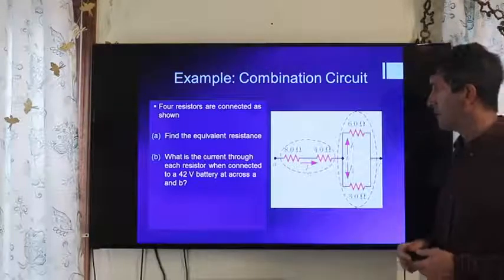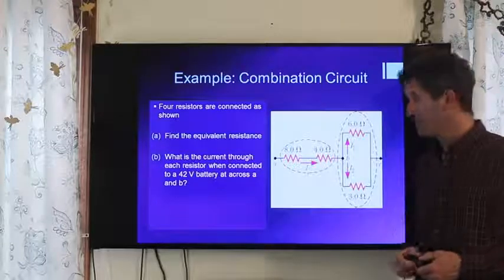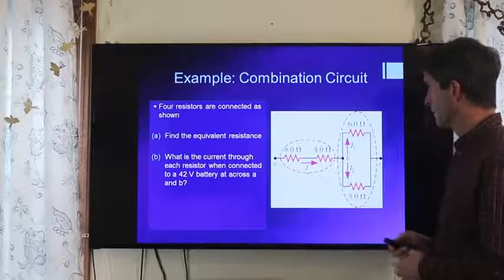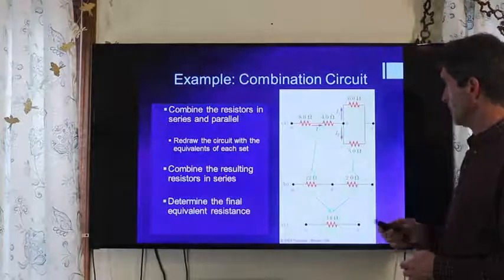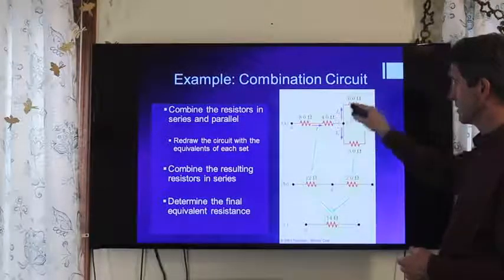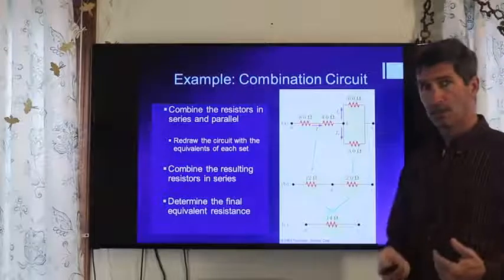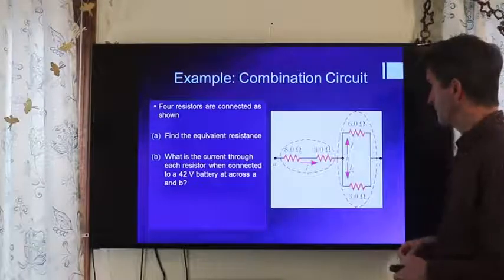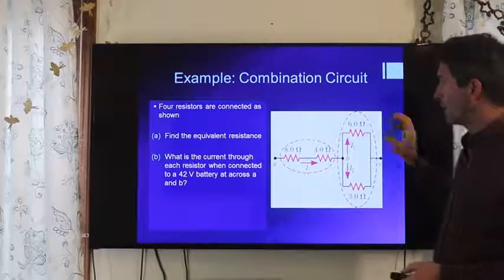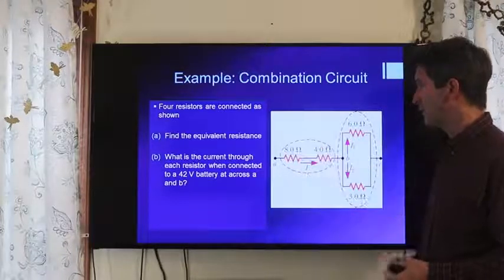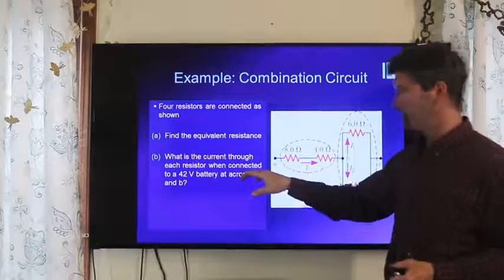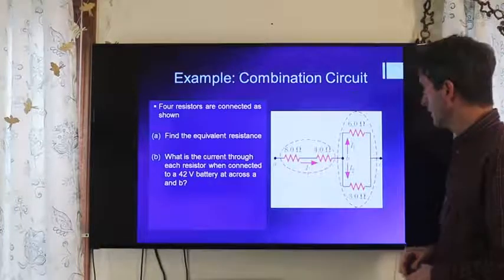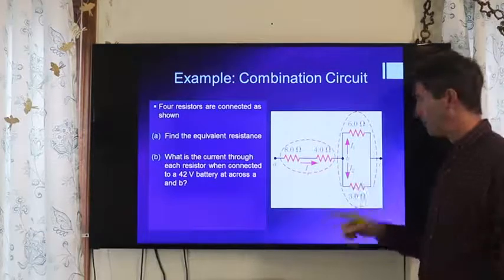Again, we always want to simplify the circuit. This is a little more complicated than what we had before. You want to take everything that's in series and everything that's in parallel, combine them first to get something that's in pure series or pure parallel. We want to find the equivalent resistance, and then we want to find the current based on the equivalent resistance if this were hooked up to a 42 volt battery. So a little more complex than what we had before.